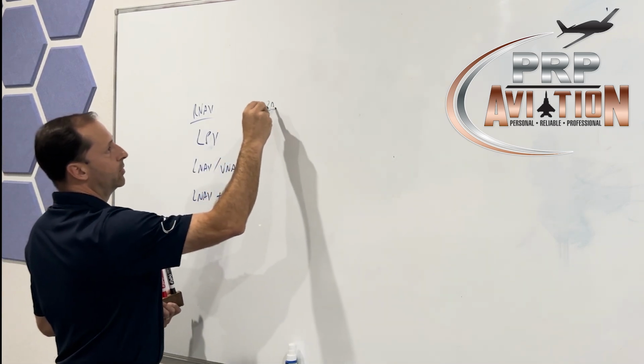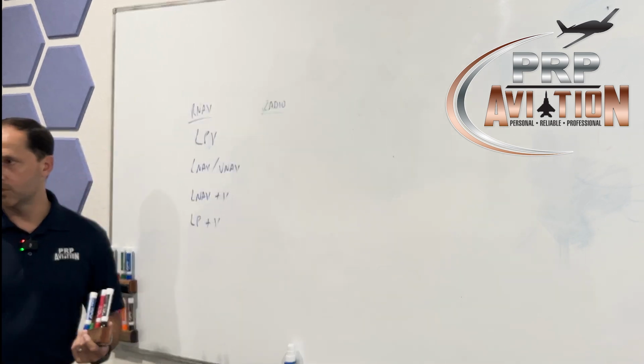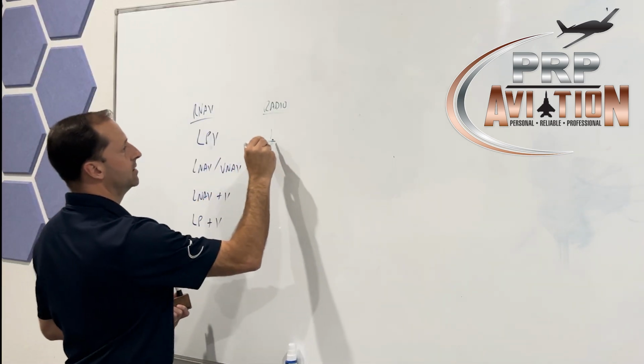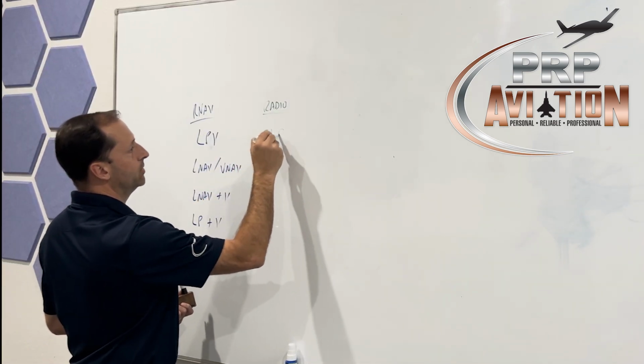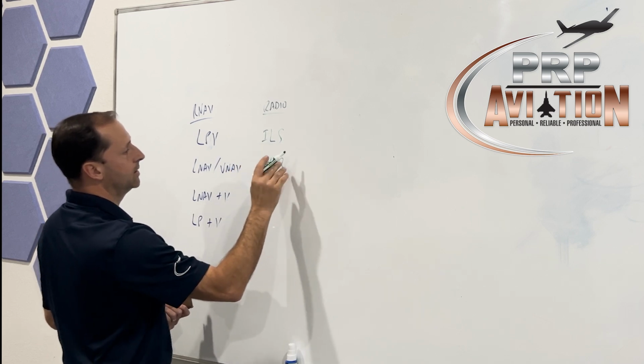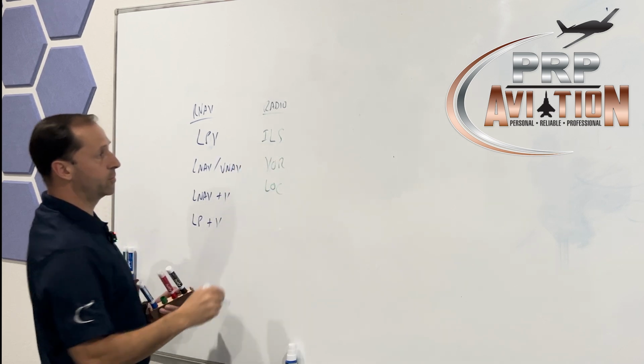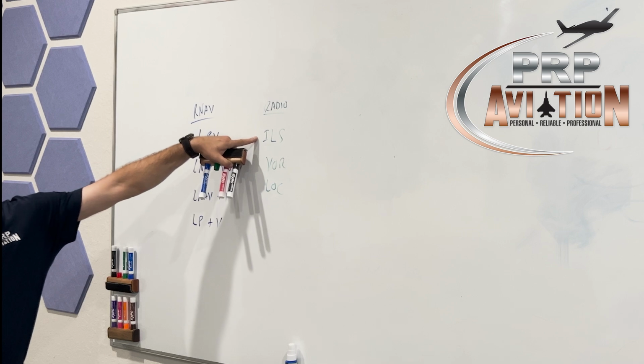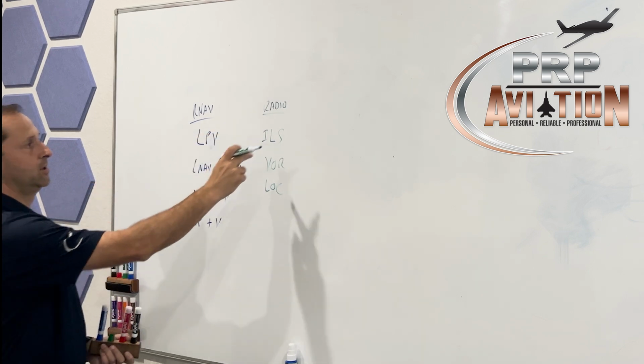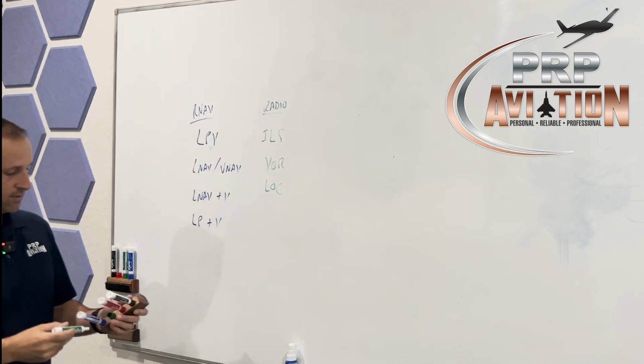And I'll also, on the board here, draw up your radio approaches, as I just call them, that require ground signals, right? So you've got your ILS, which is the main one. You also have the VOR, right? And you also have your localizer approach, and localizer is encompassed in the ILS as well, but there's also the glide path, the glide slope that the ILS gives you.